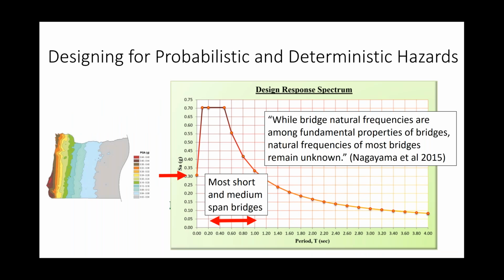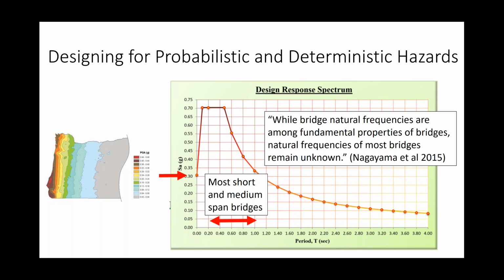But as we start looking at designing for probabilistic and deterministic hazards, if we look at the ground accelerations generated by Cascadia or local earthquakes as well, that becomes the acceleration that the ground is going to see. So that's represented here where we're plotting acceleration versus the period of a structure that might be subjected to that acceleration. As you can see, most medium short span bridges fall in this range between roughly 0.2 and 1 second period. That's their natural period of vibration.